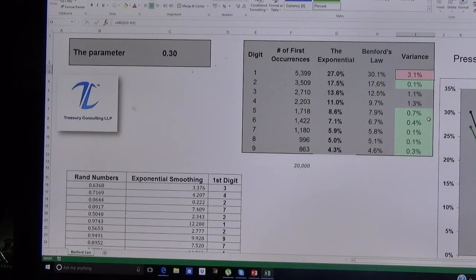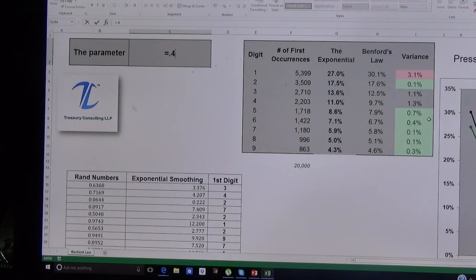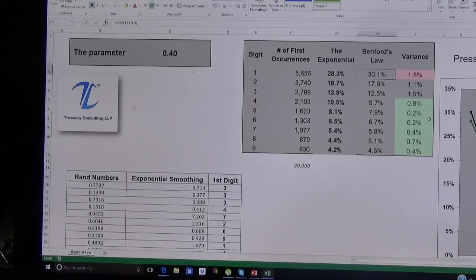Now if you carefully see, once I put the parameter 0.3, the variance between the exponential, column G and column H, the highest is 3.1%, which is for digit 1. Now this is how it works, like a buffet. Right now what you do, you will go here and make this say 0.4, assuming you again know that A is turning out to be apparently a big number. Now what you do, you will go here and put say 0.50 again.